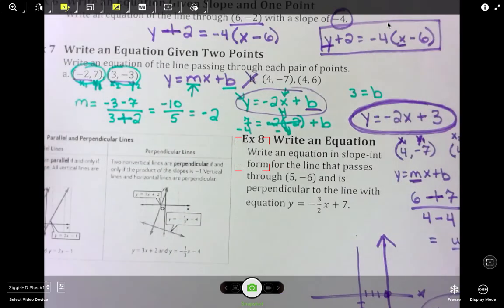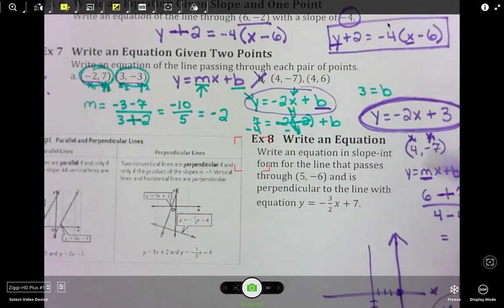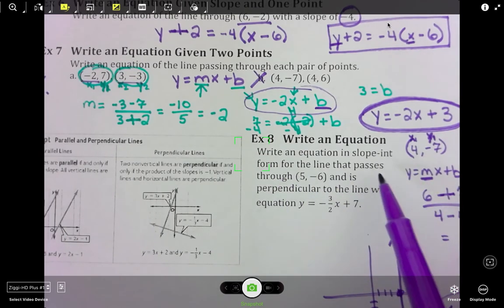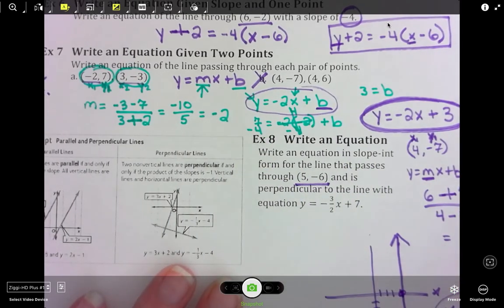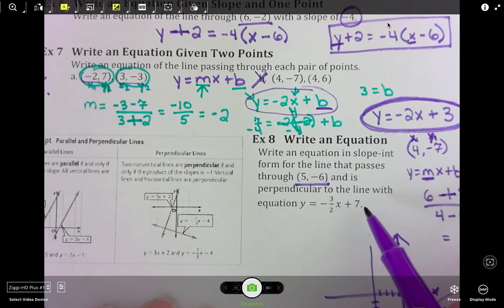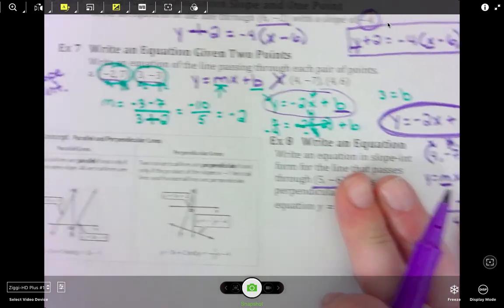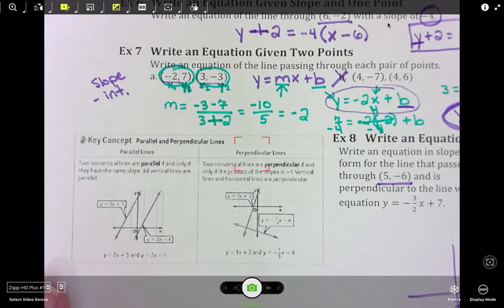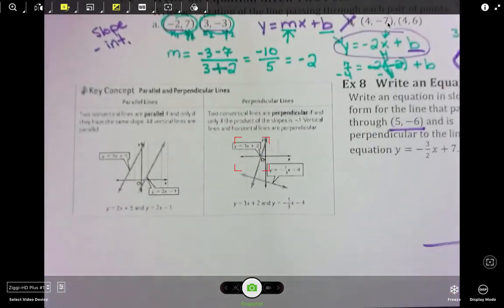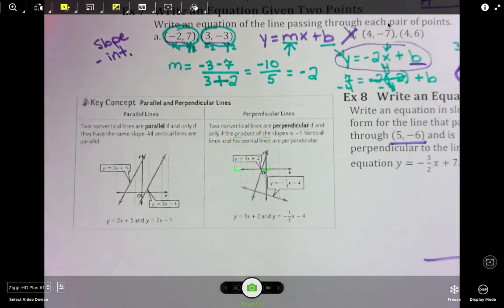I'm getting tired. Example H, write an equation. They want us to write an equation in slope-intercept form for the line that passes through the point (5, -6) and is perpendicular to the line with the equation y = -3/2 x + 7. Now, over here in this box, it tells me what to do when it's perpendicular and what to do when it's parallel. You might remember this from Algebra 1, but we'll go over it again.